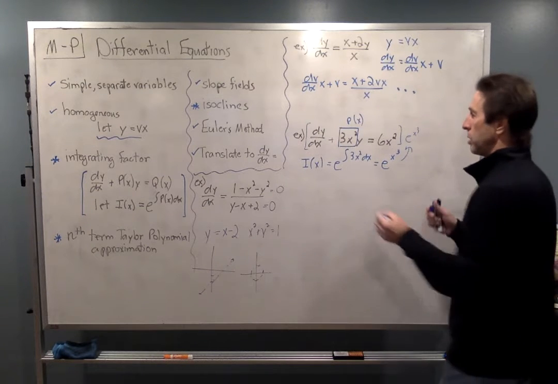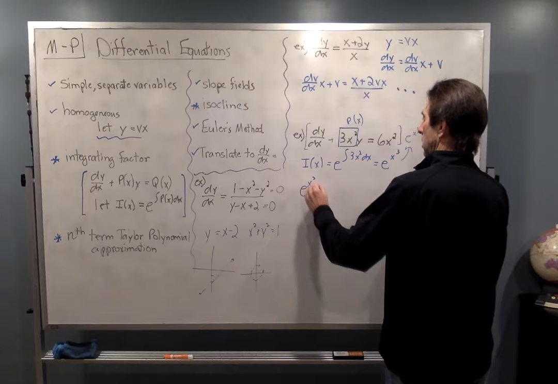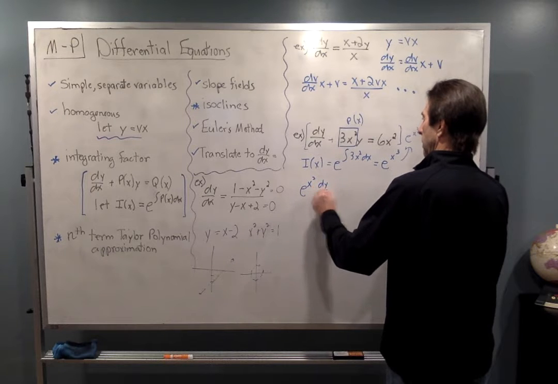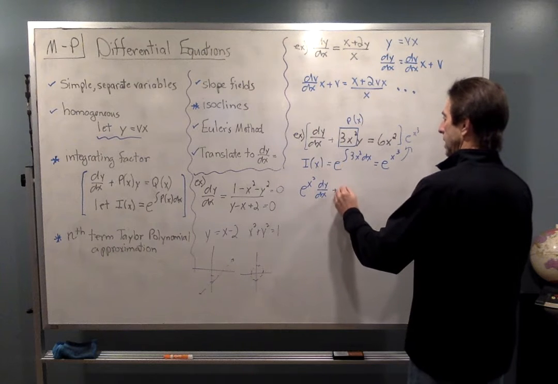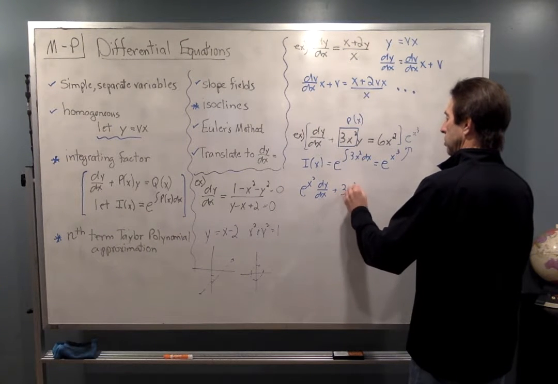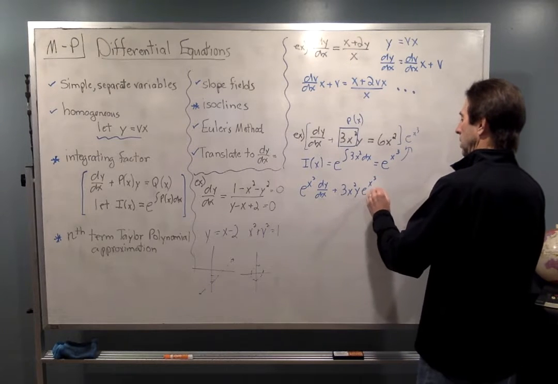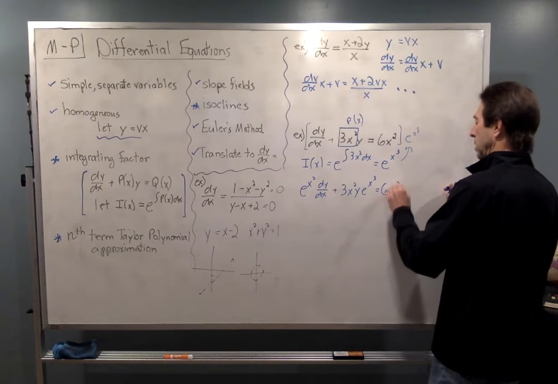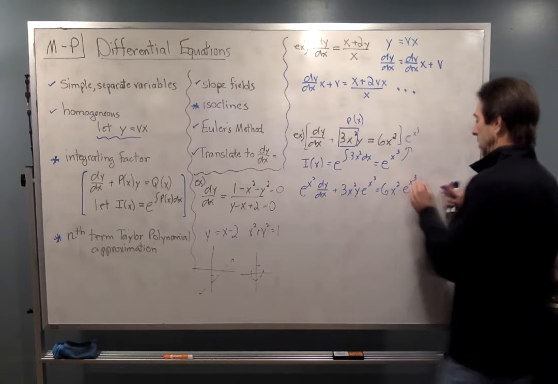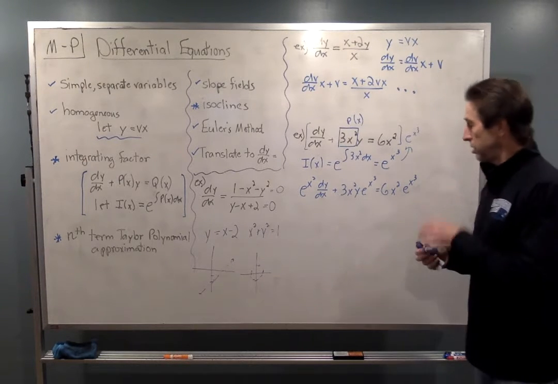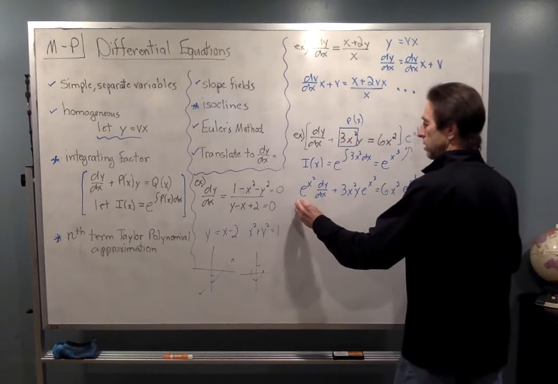So let's see what happens with that. Well, we get e to the x cubed dy dx plus 3x squared y e to the x cubed equals 6x squared times e to the x cubed. Now at first this looks even more complicated, but there is something that we can notice.